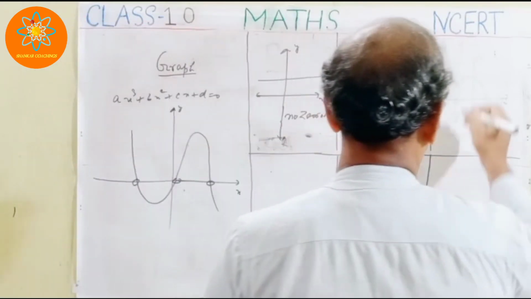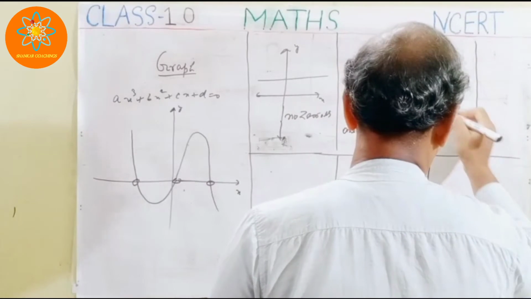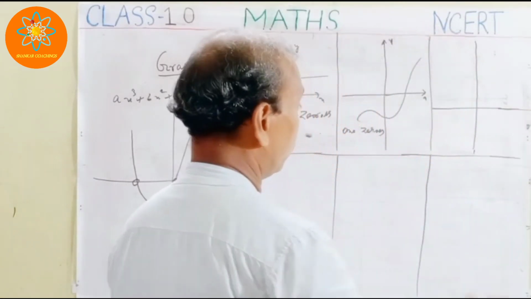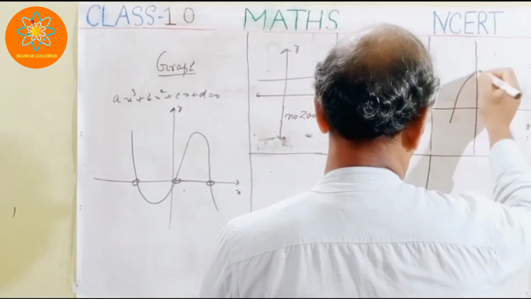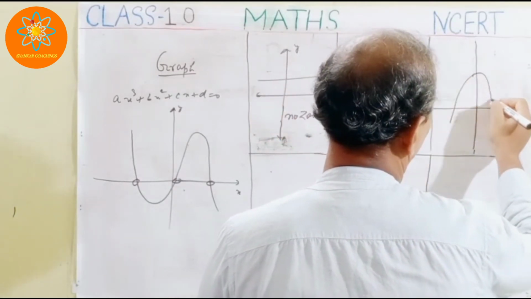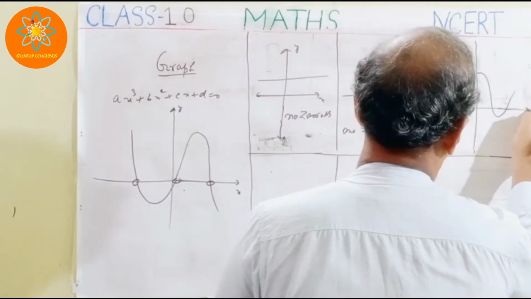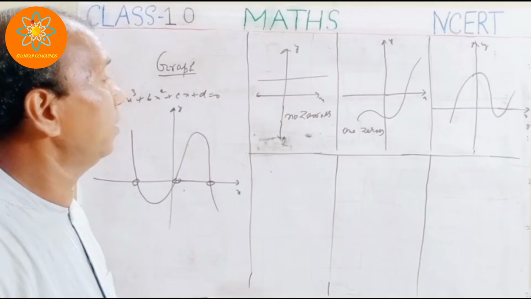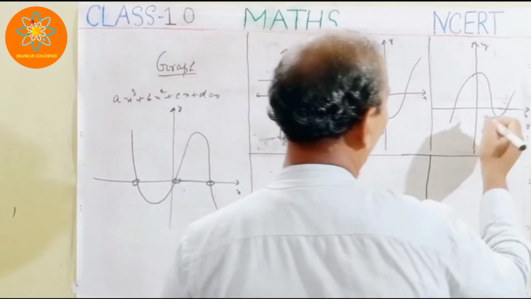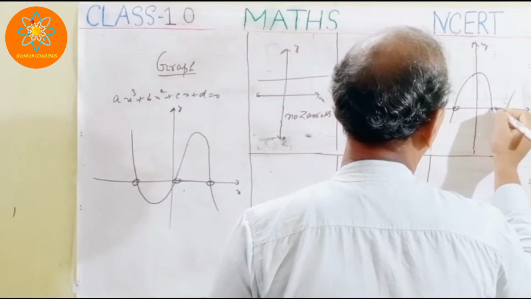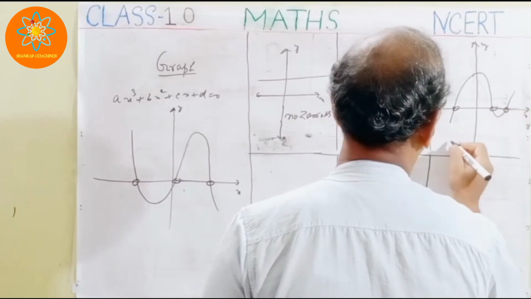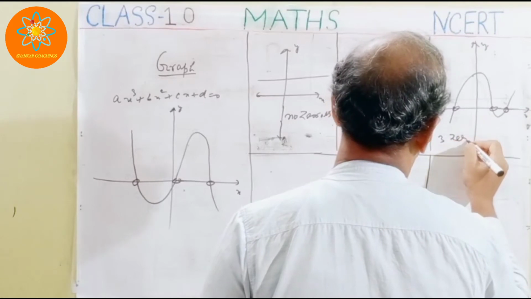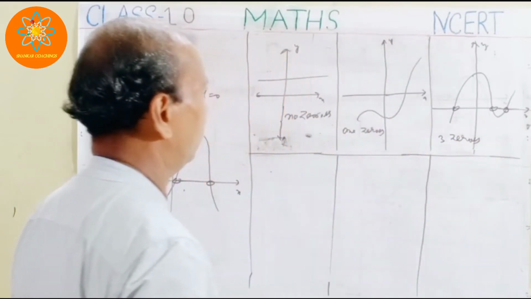Then come to the next one. Suppose the graph is like this. This is obviously x-axis, this is y-axis. Now I want to find how many zeros are there. So 3 will be there: this is 1, this is 2, this is 3. So 3 zeros will be there.